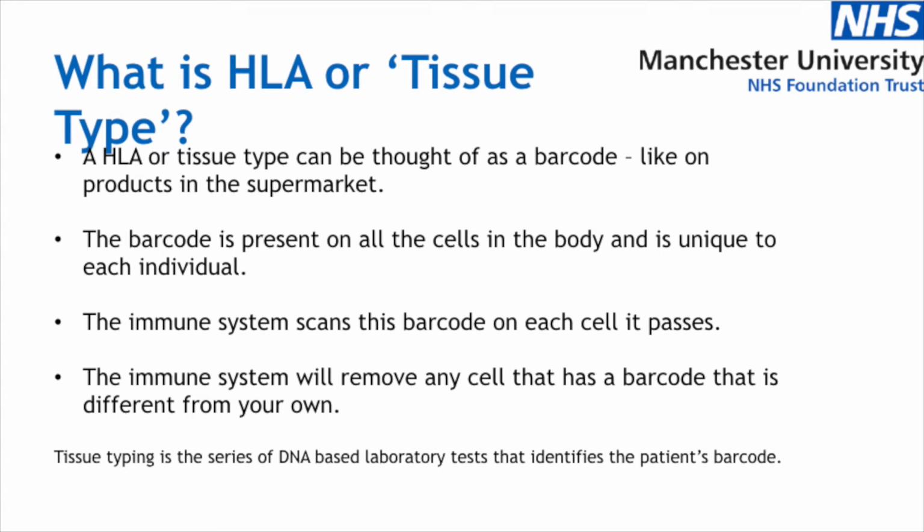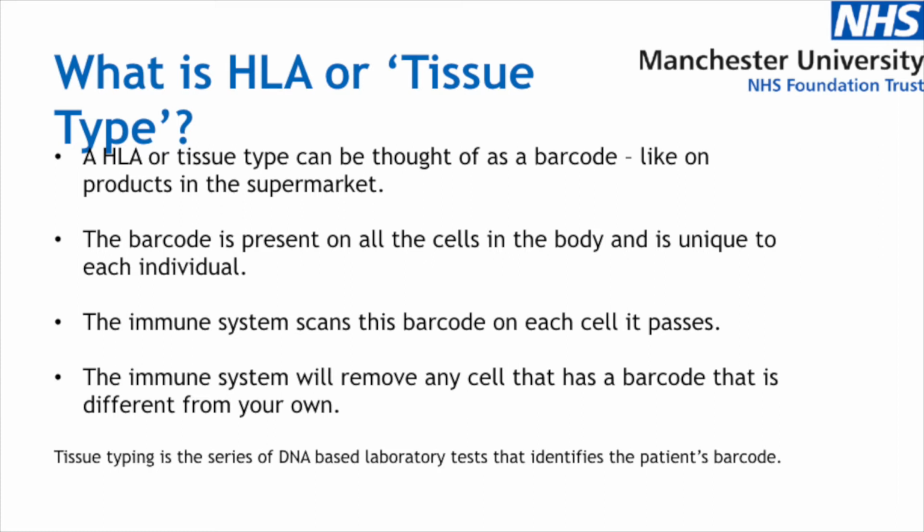So a tissue type is like a barcode on a supermarket product, and each person has their own. It's like a unique identifier for each person. Nobody's barcodes are the same, and then your immune system acts as a way of scanning the barcode to check that all the cells in your body belong to you. So if your immune system as a scanner detects a cell that doesn't have your barcode on it, it will initiate the immune response to kill that cell. So tissue typing is the laboratory test that we do to determine what a person's barcode is.